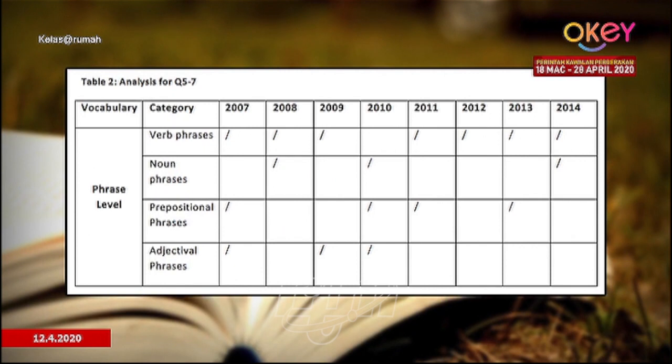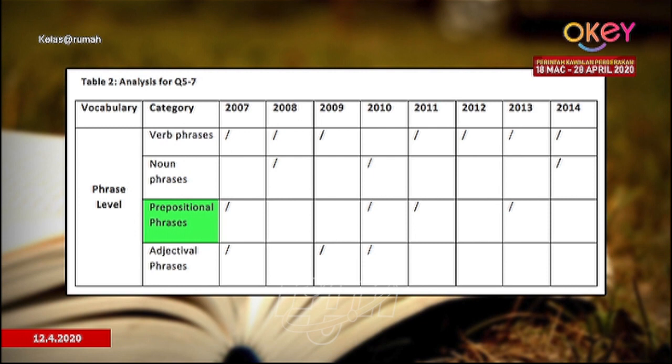For questions 5 to 7, 4 types of phrases were asked. They were verb phrase, noun phrase, prepositional phrase, and adjective phrase. Verb phrases were very frequently asked. It appeared every year except in 2010.